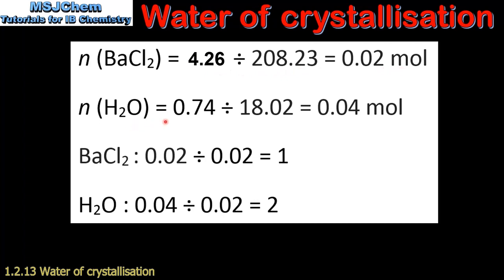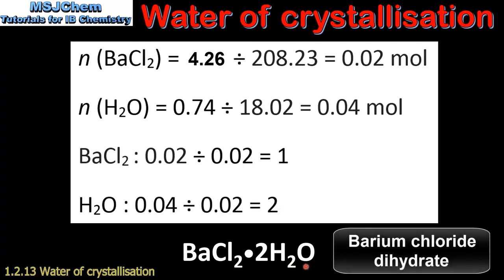Next, for the water, we divide the mass of water driven off by the molar mass of water, which gives us 0.04 moles. We then divide each of these values by the smallest to give us the lowest whole number ratio. So that's 1 for the anhydrous BaCl2 and 2 for the H2O. This gives us the formula for the hydrated salt, which is BaCl2·2H2O. The name of the salt is barium chloride dihydrate.